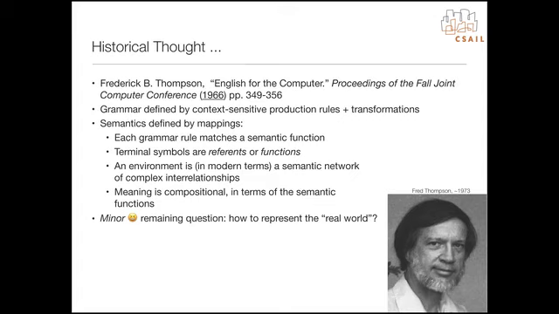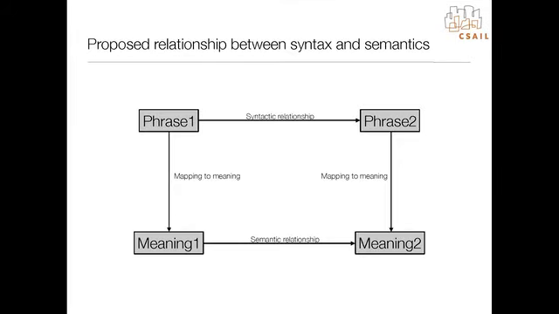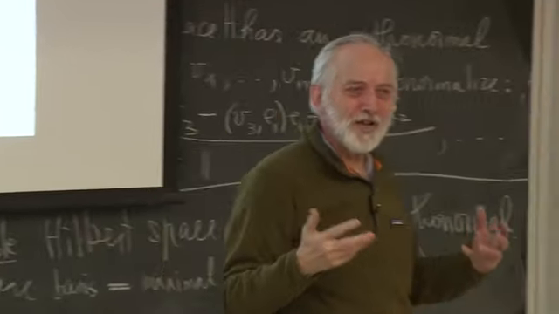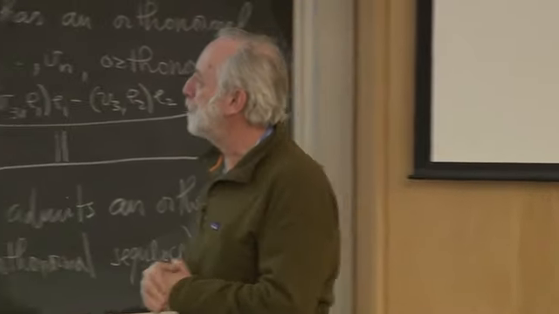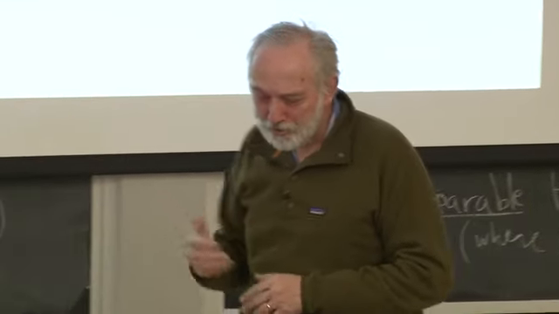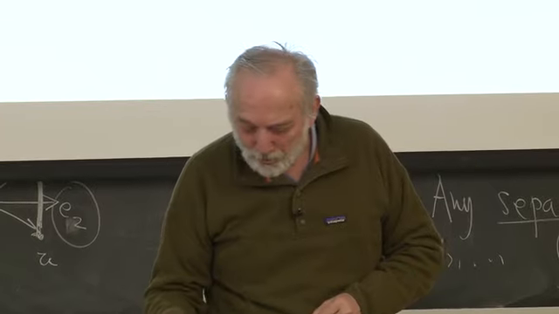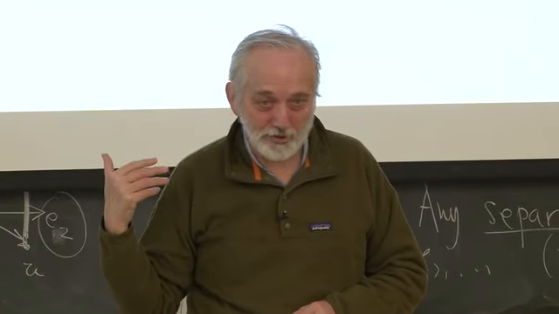And so the picture that emerges is one like this, where if you have two phrases and they have some syntactic relationship between them, then you can map each phrase to its meaning, and the semantic relationship between those two meanings is determined by the syntactic relationship in the language. So this seems like a fairly obvious idea, but apparently nobody had tried this on a computer before. And so Fred built over the next 20 years computer systems, some of which I worked on, that tried to follow this method.